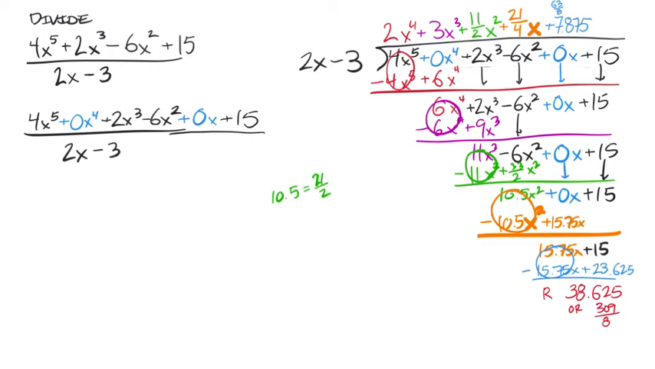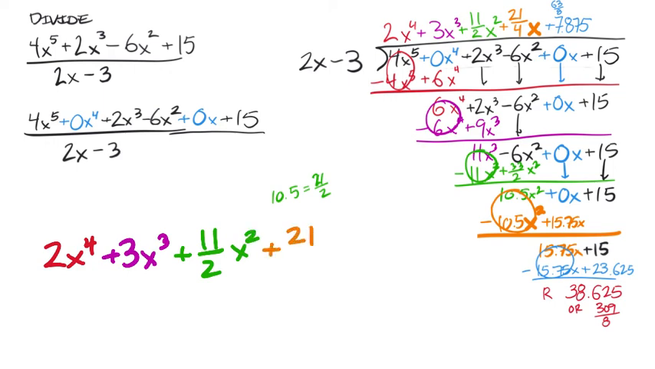All right, let's see if we can write this then as a complete quotient. 2x to the power of 4 plus 3x cubed plus 11 halves x squared. I guess I'm mixing fractions and decimals. Hopefully that's okay. Positive 21/4 x's. And then I'll put the fraction in here just because it may look prettier. And then finally the remainder of 309/8.